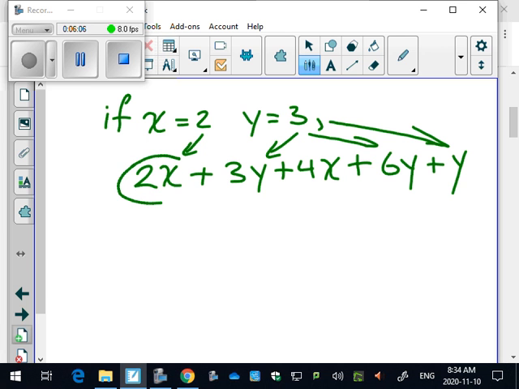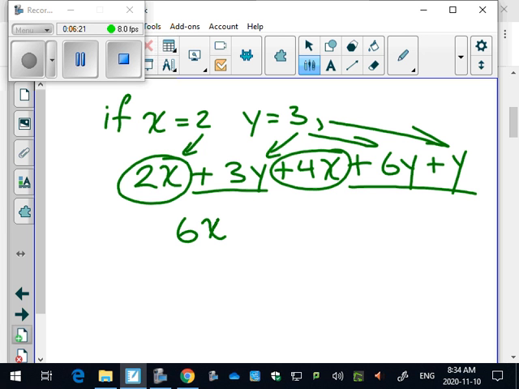So we're going to take all of our x's, remembering to take the sign in front of it first, and we're going to take all of our y's, and we're going to collect them together, just like we did a few seconds ago. So 2x plus 4x equals 6x. And 3y plus 6y plus 1 more y equals 10y. Now that we know that, we can go back to the values that we have above, and we're going to substitute those values into our new equation.